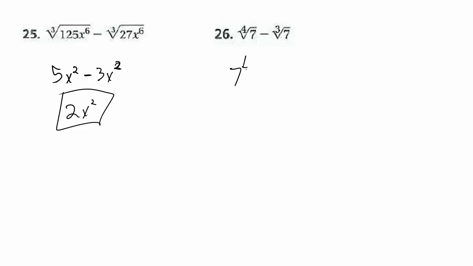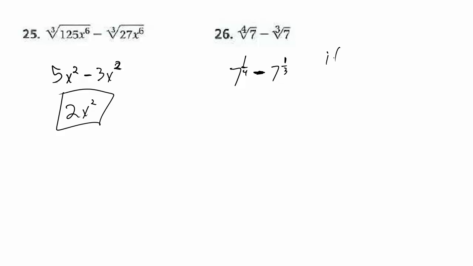All right, for 26, I'm having trouble with this, so I'm going to try to rewrite it in exponential form. 7 to the 1/4 minus 7 to the 1/3, and see if that helps me. Well, normally that would be a help, but here's the thing, I'm subtracting. There's nothing to do here. These are unlike terms. I can't combine them.